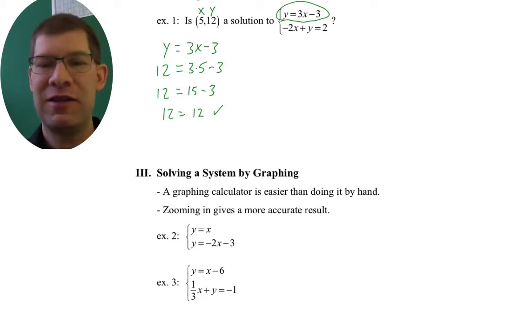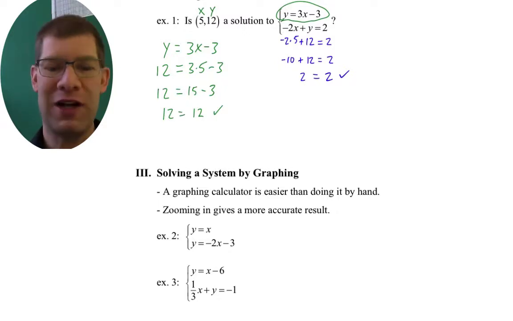So I would now do that same thing for this next one. I'm going to put a 5 in here for X. I'm going to put a 12 in there for Y. So you get negative 2 times 5 plus 12 equals 2. Now I do my steps one at a time. So order of operations, first I have to change that to a negative 10. Plus 12 equals 2. And I get 2 equals 2. So because that point works for both equations, we know that that point is going to be a solution to the system.